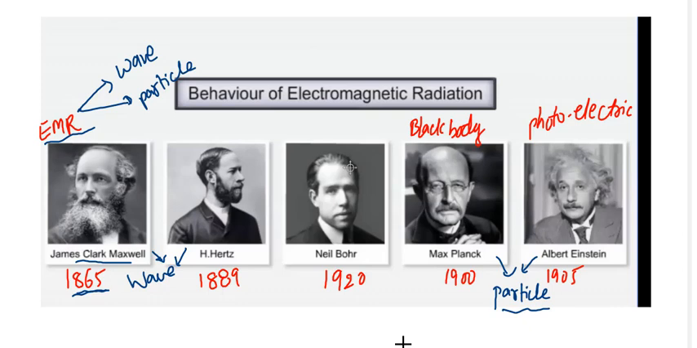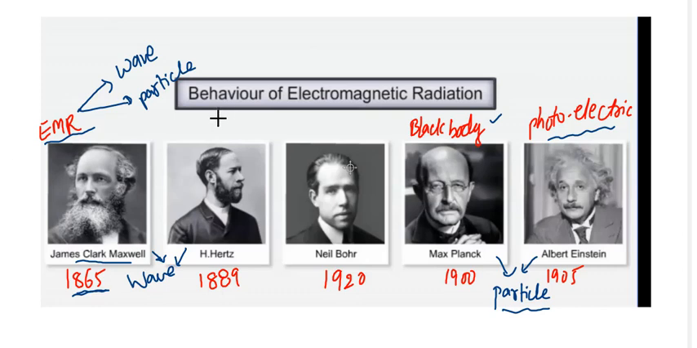Black body radiation is explained by only particle nature, as well as Einstein's photoelectric effect, he explained by particle nature. Okay, so initially it was wave nature, then later particle nature. After Einstein, then we will discuss that EMR has both natures, wave and particle nature.